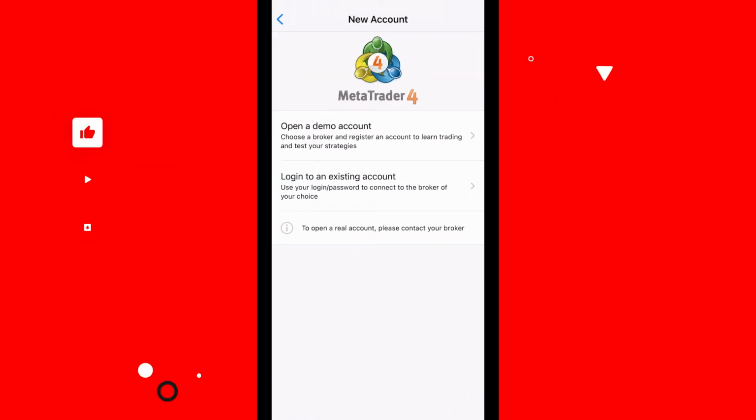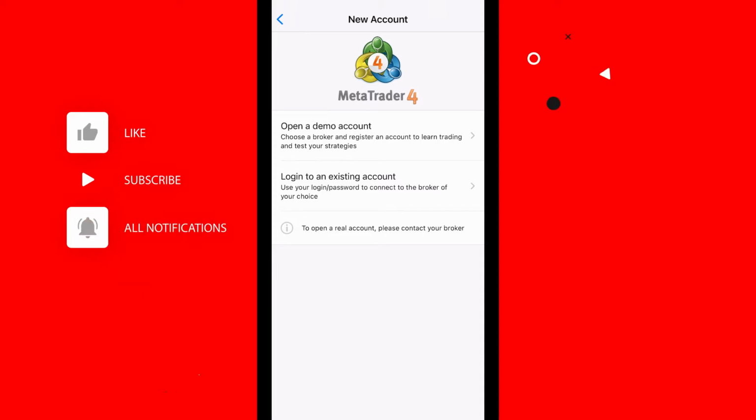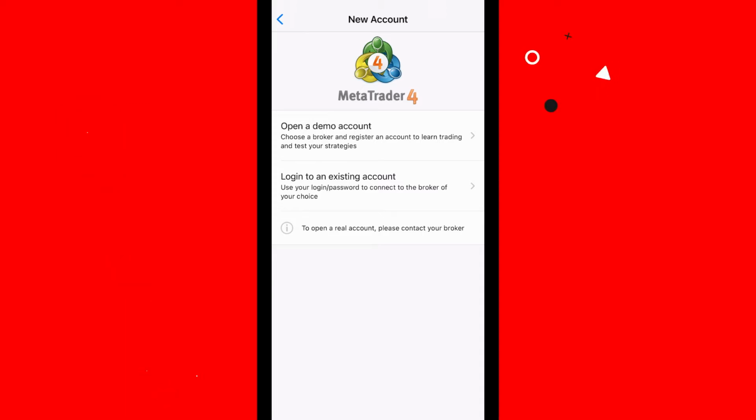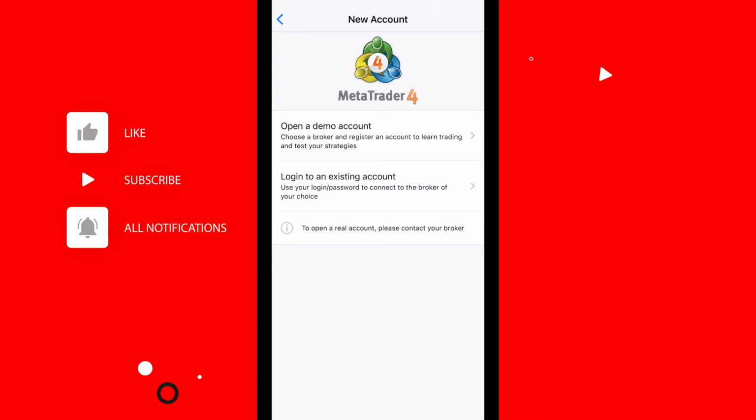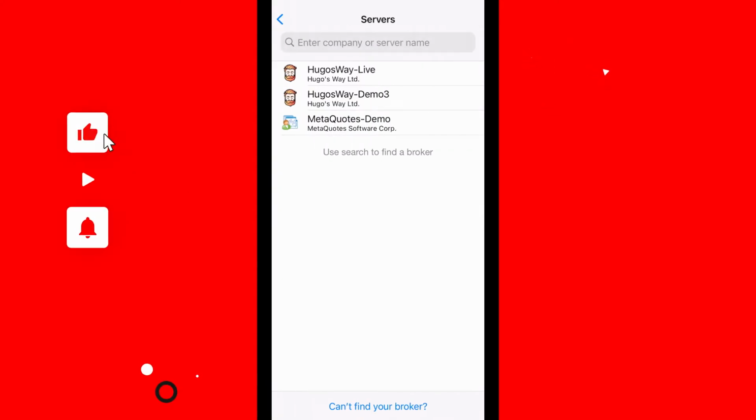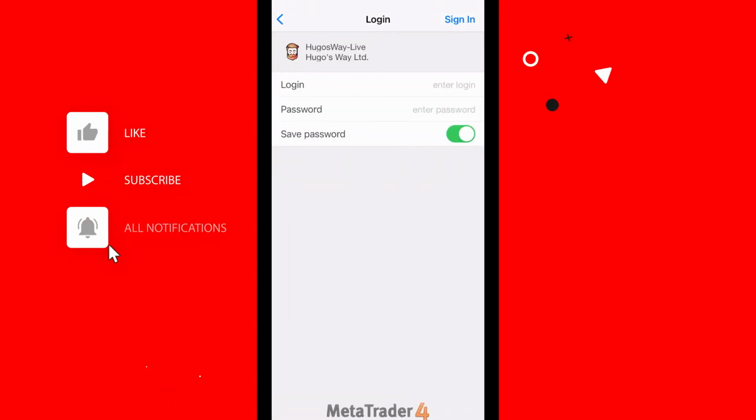You're not going to open up a demo account if you're trying to open up a real one, but I would recommend that you start with a demo account so you can practice and get the techniques and the skill sets and see how everything works before you start trading real money. But for this video, we're going to click login to an existing account. We're going to click Hugo's Way. And then from there, the email that was sent to you from Hugo's Way when you created your Metatrader account, you would have had the login and the password, and this is what you would put in here, and then you'll be able to log in and get into the trading platform.